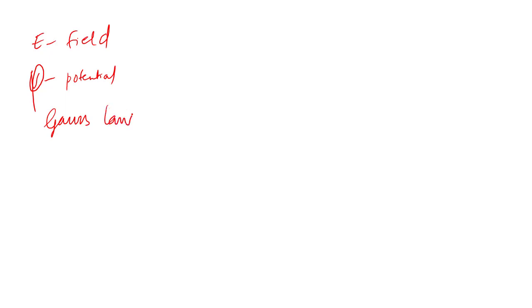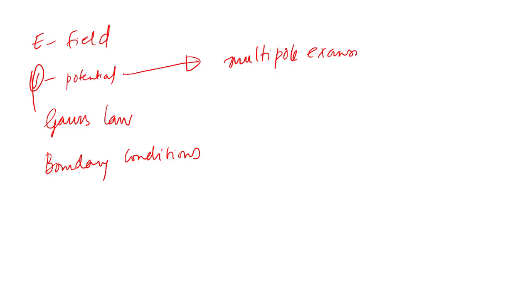So far we have defined what E field is. We have also defined what potential is, and we have seen Gauss's law, and we have solved problems using Gauss's law, and then we looked at the boundary conditions. And while talking about the potential, we also looked at the multipole expansion. And the most important equation that we have seen is the Poisson's equation and the Laplace equation.